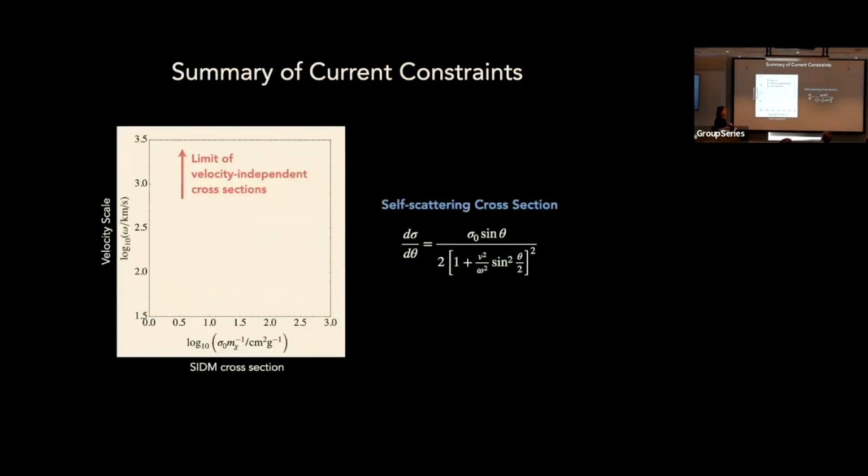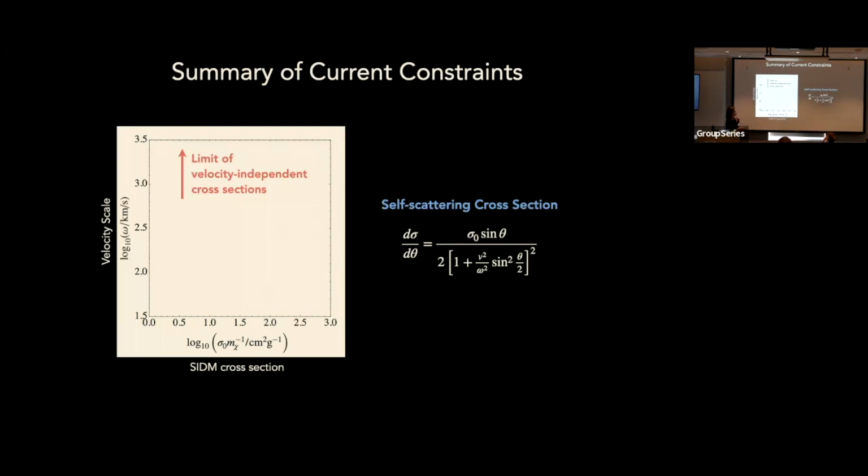That doesn't mean that we don't have any constraints on SIDM. So we have constraints coming from galaxy clusters and also Milky Way dwarfs. I'm going to summarize those constraints on this parameter space, which is the SIDM cross-section here and the velocity scale.